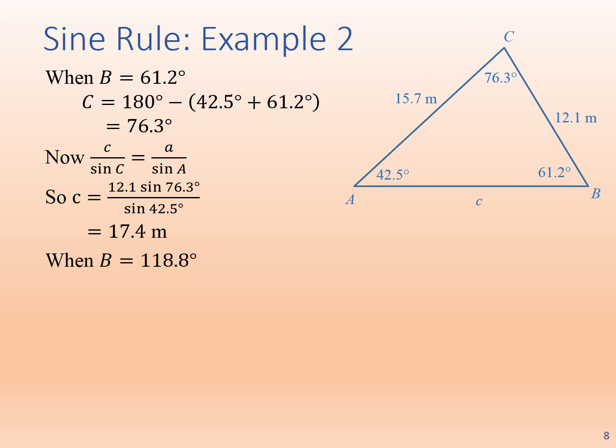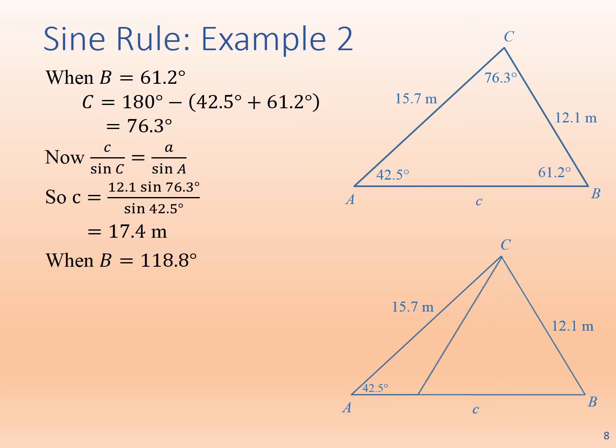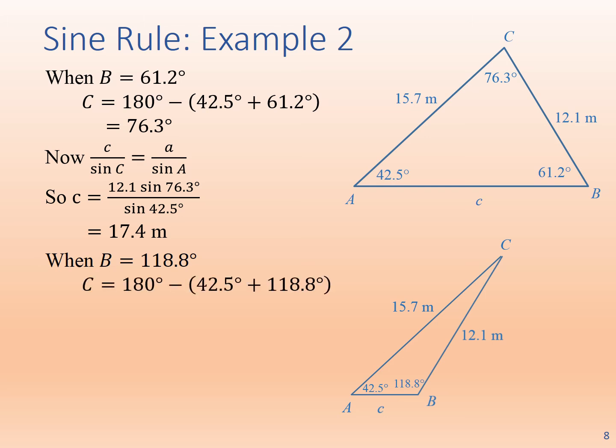Now when B is 118.8 degrees, then our triangle is no longer the same as what we had above. We have the ambiguous case, and so we have a new triangle that looks like that. Our angle is 118.8 degrees for angle B. We can now find C as we did before by adding the two known angles and subtracting from 180. So our angle C this time is 18.7 degrees.